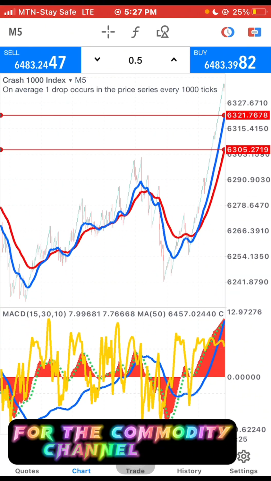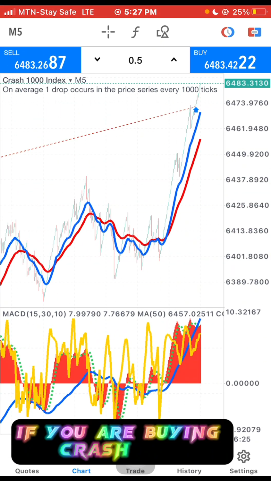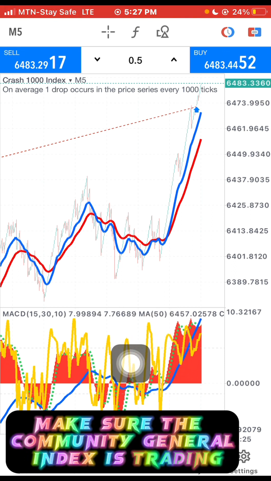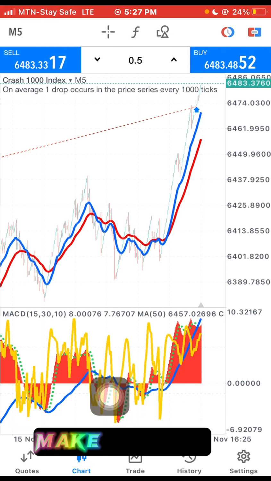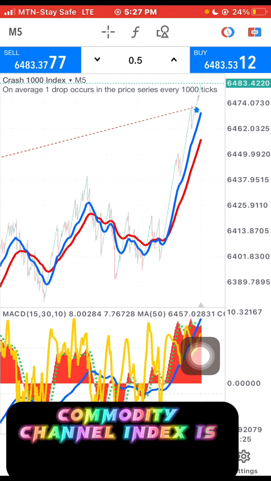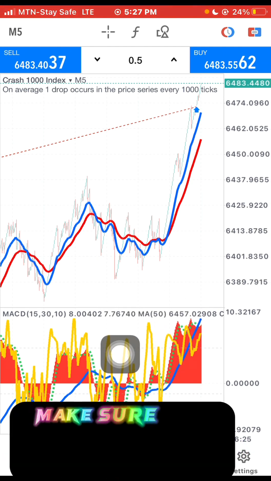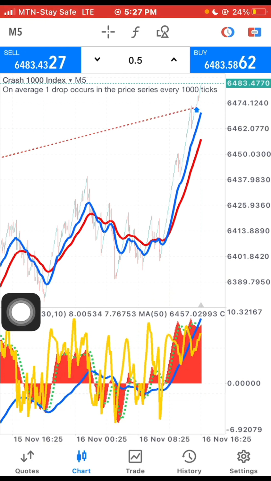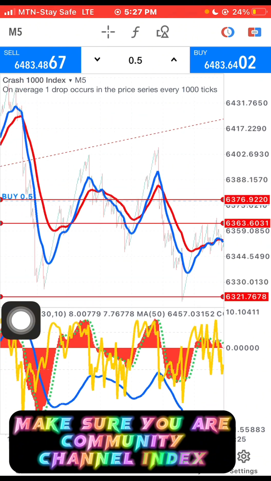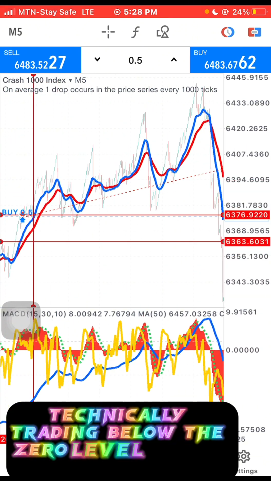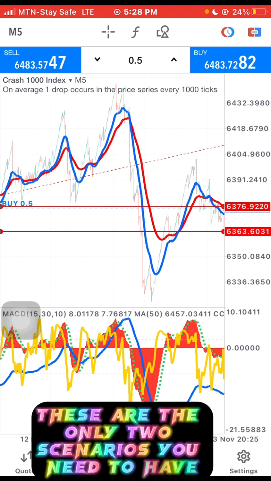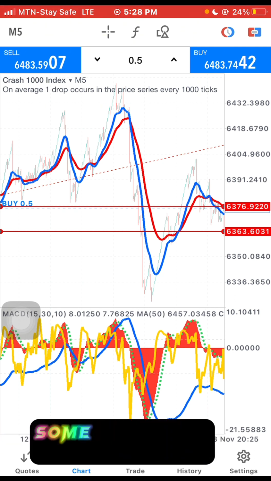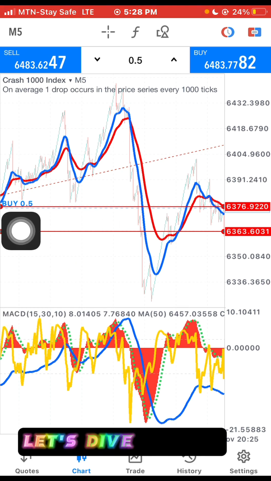For the commodity channel index, you need to understand one thing. If you are buying Crash 1000, make sure the commodity channel index is trading above the zero level. If you are buying Boom 1000 index, make sure it's above the zero level as well. If you are selling Boom 1000 index, make sure your commodity channel index is trading below the zero level in the indicator window. These are the only two scenarios you need to have, and make sure you have the full updated version of this awesome spike strategy. Let's dive in now.